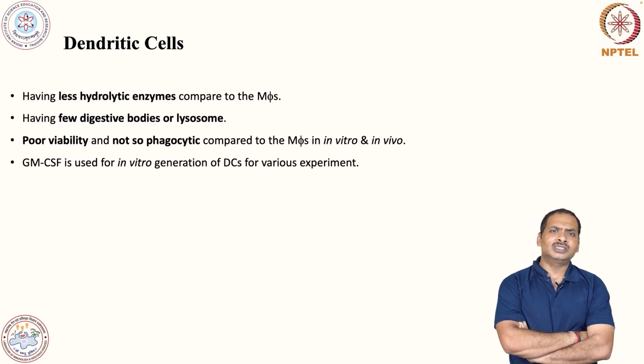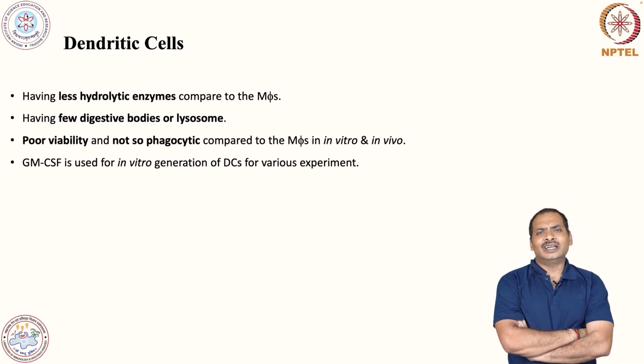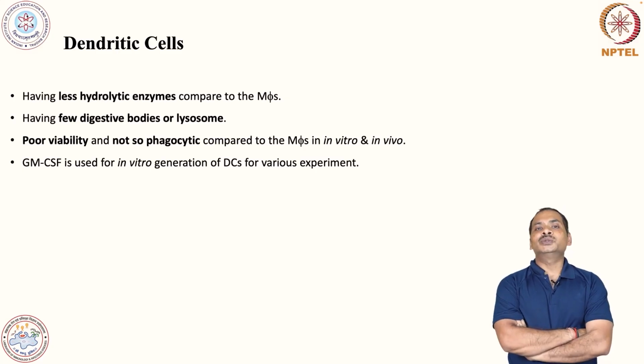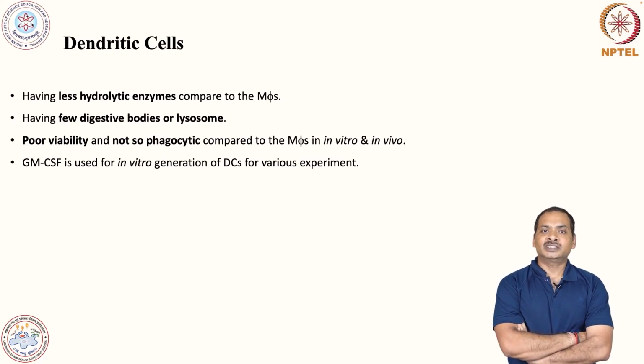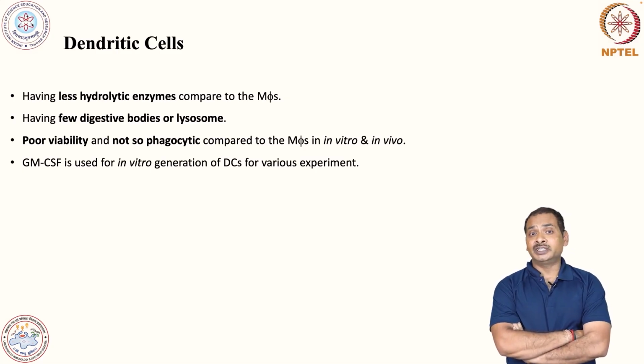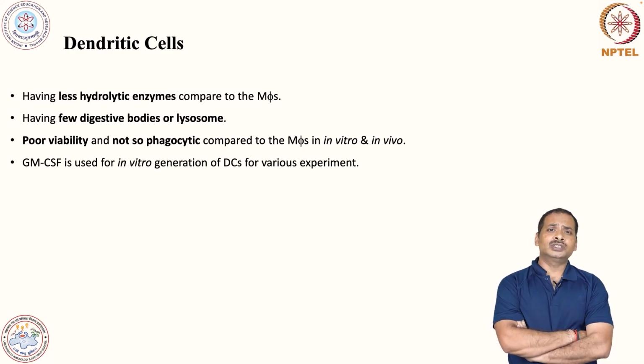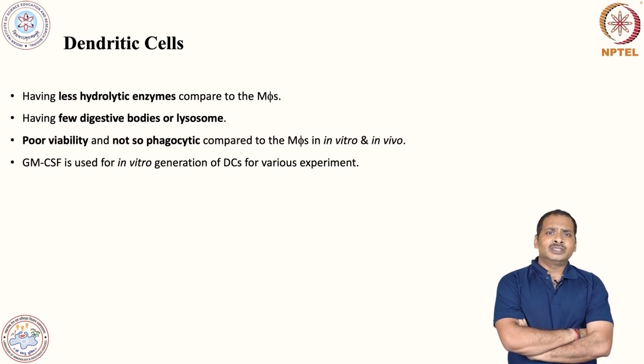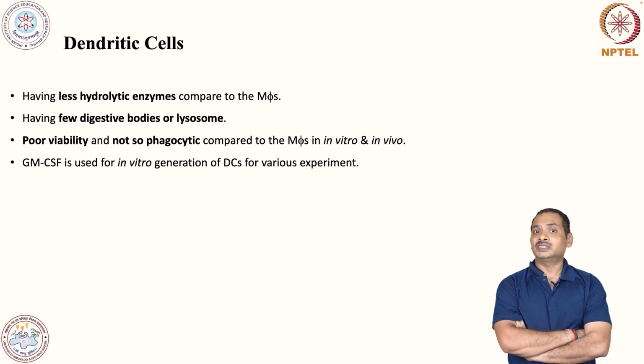When you add this GM-CSF and leave it for say 10 or 15 days, most of these bone marrow cells will differentiate into dendritic cells. And then you can use these dendritic cells for various experiments. You can use them for innate immune studies, you can use them for adaptive immune studies, whatsoever. So this way we can make dendritic cells in the lab, and this is very useful for conducting various experiments.